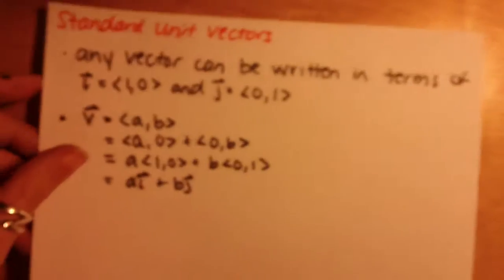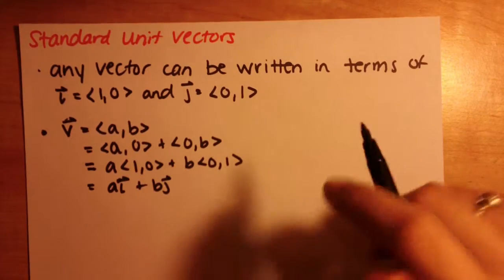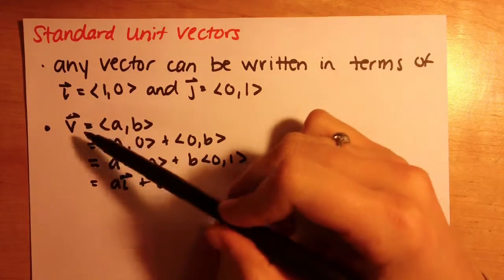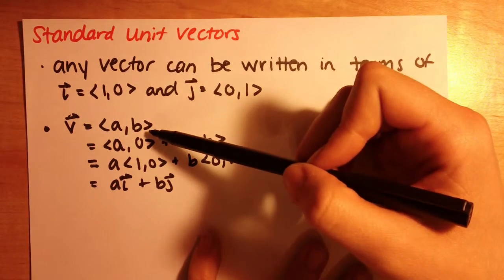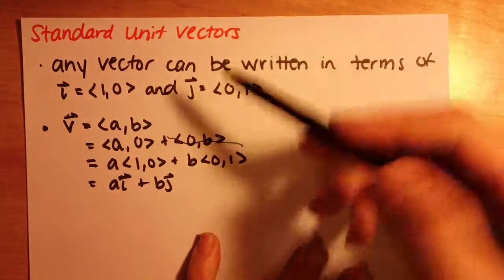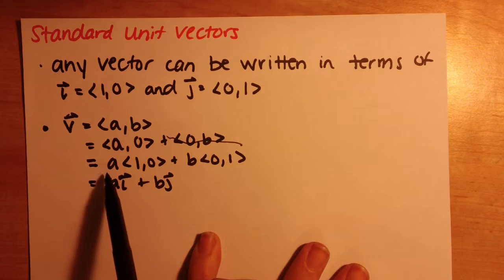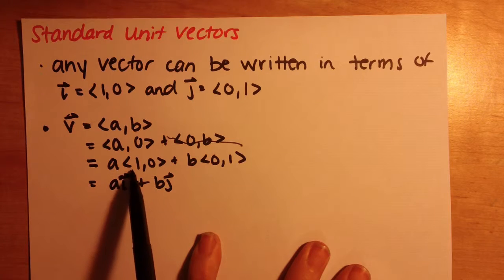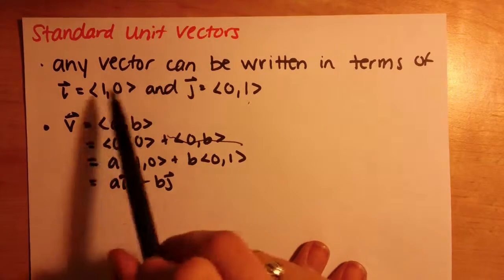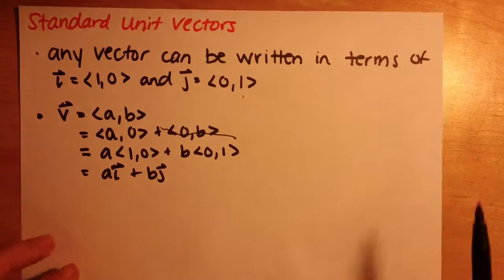And lastly, standard unit vectors. So any vector can be written in terms of i and j. So i is always 1, 0, and j is always 0, 1. So if I want to take the vector, say our vector is a, b, I can rewrite this using our rules of addition, and it becomes a, 0 plus 0, b. If I add these together, I get back to a, b. Then I can factor out my scalar. So I have a times 1, 0 plus b times 0, 1. Then I can replace the 1, 0 and the 0, 1 with i and j. I'll get ai plus bj. So that's how you're going to see a lot of our unit vectors.